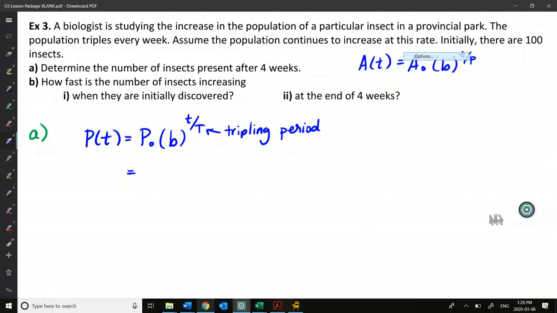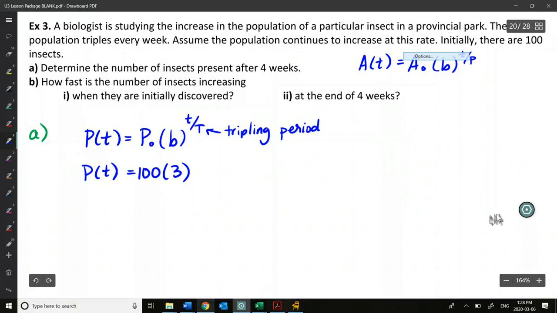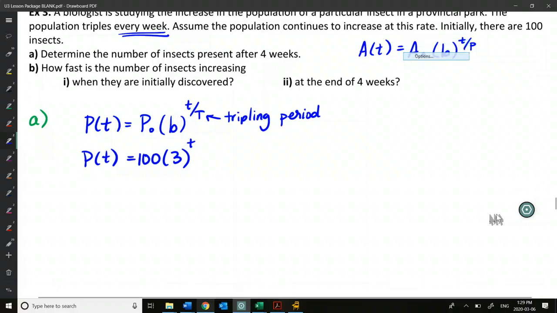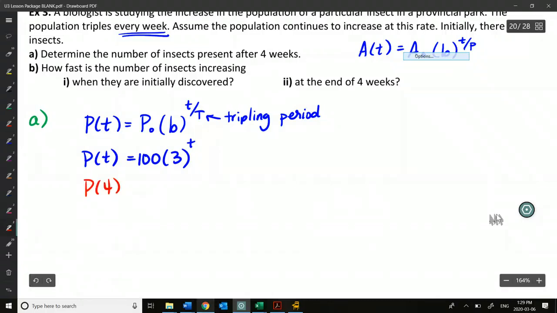Okay, so initial population. What's our initial population of insects? 100. What's our growth rate? Tripling. And tripling period? So it's every week. So if we want to put this in weeks, we'll just say 1 week. So it'll be t over 1. And this is asking us about weeks anyways, so I don't think there's any need for us to put this into days. So we'll just leave it as t over 1 week. Okay, so we can evaluate p at 4 then to find the population after 4 weeks.